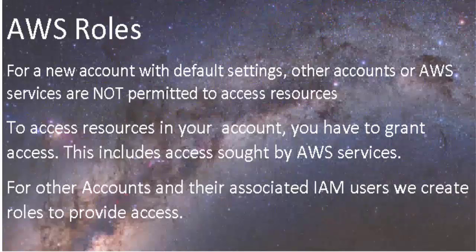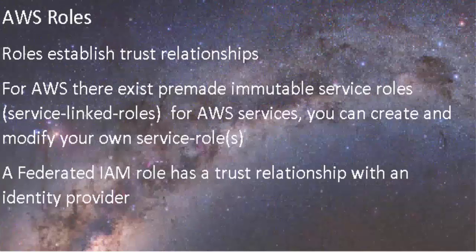AWS roles. When we create our new pristine account, other accounts or AWS services do not have any access to our resources. For any entity to access resources within our account, we need to explicitly grant access. For the specific situation where an external account is seeking access to a resource in another account, there's only one way to provide that access, and that's via AWS IAM roles. To create a role, we must define a trust relationship.